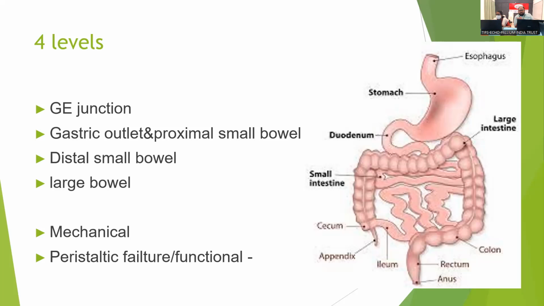How does bowel obstruction take place? It could be either mechanical or functional. Mechanical, where a tumor mass or something mechanical could be obstructing the gastrointestinal lumen, causing the obstruction. Or it could be functional, where the peristaltic movement of the intestine has failed. So the peristalsis is not properly working. That's a functional obstruction.